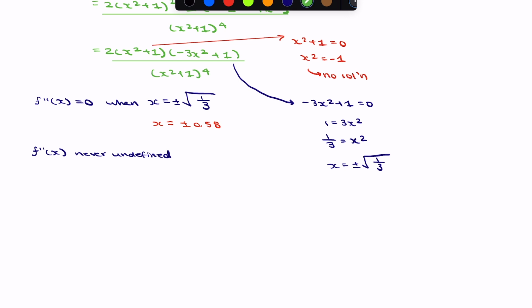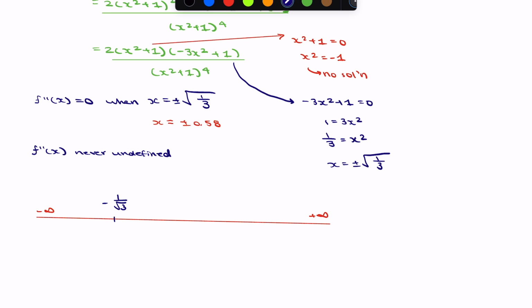So here, if we draw our number line, or if you prefer the table, so here from negative infinity to positive infinity, and we have a couple of points. So we have negative 1 over square root 3, and positive 1 over square root 3. Sub in a point that's less than negative 1 over square root 3, so here we'll sub in negative 1.